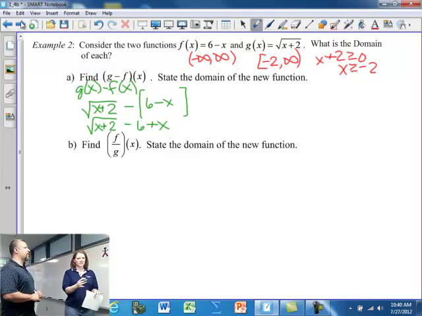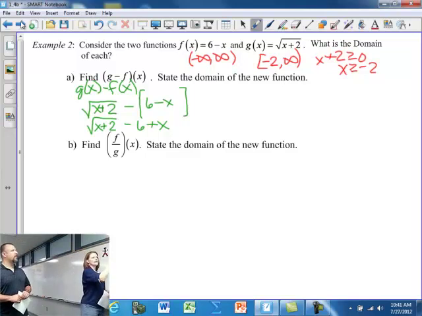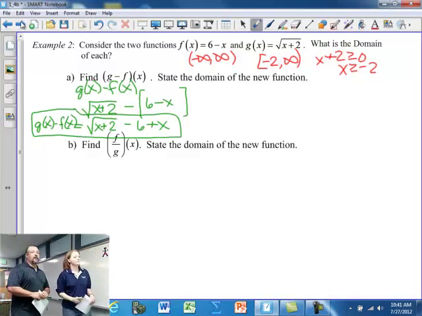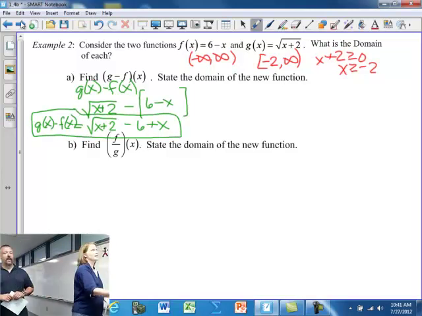I have a lot of students ask me, is that it? Is there something else we should be writing? If you want to get technical, you can write down that this is g of x minus f of x, since we have hammered it into your brain that a function needs to have an equal sign.